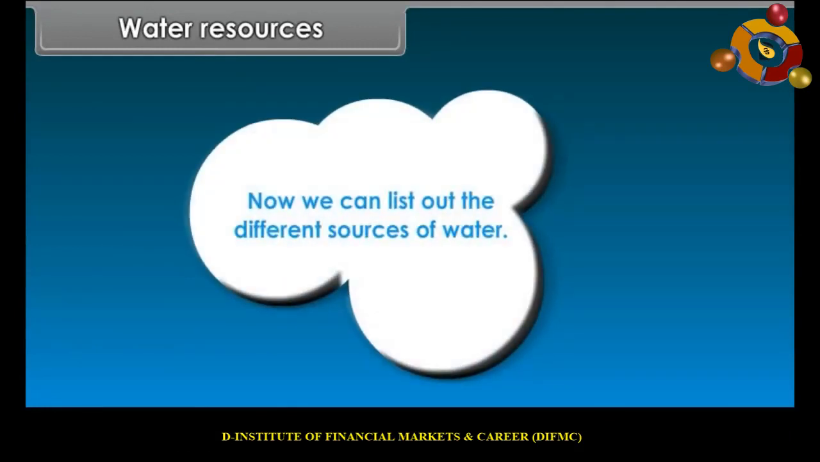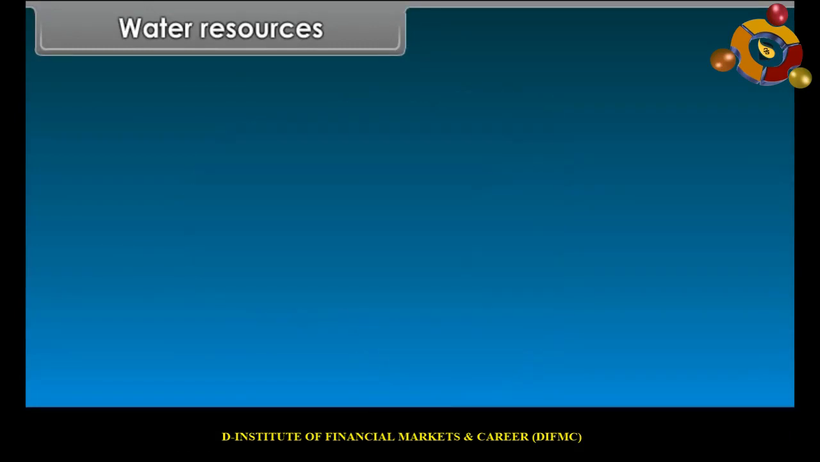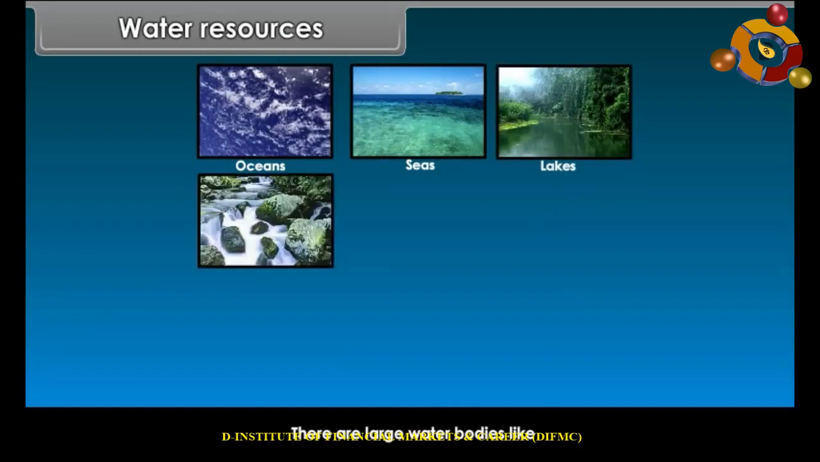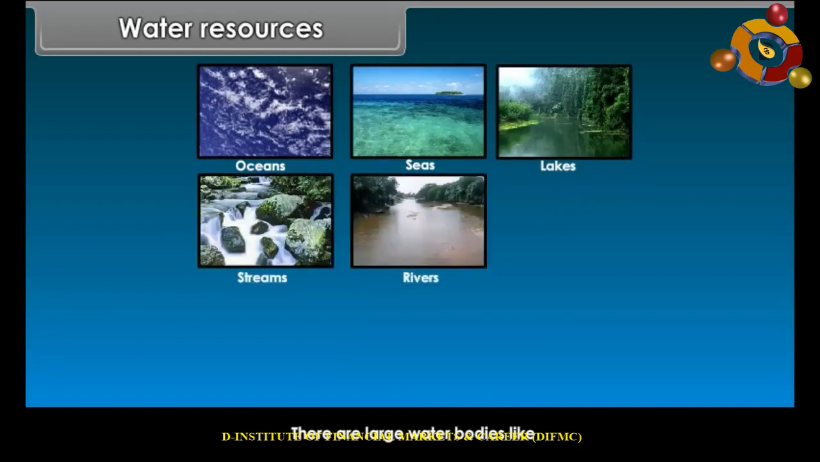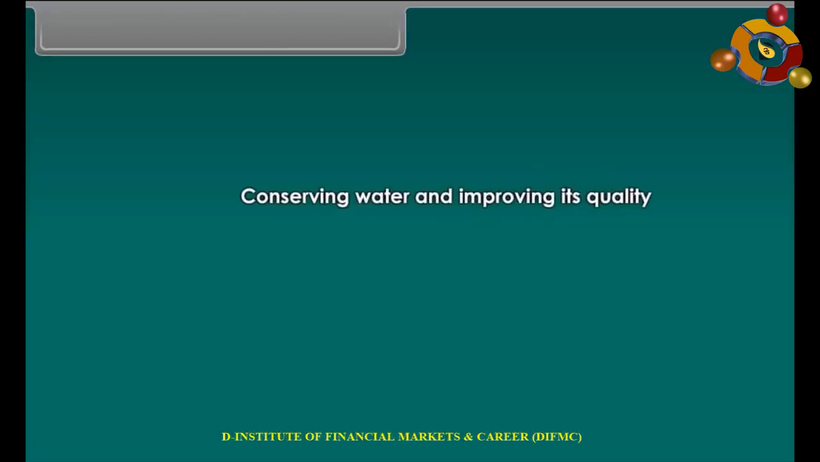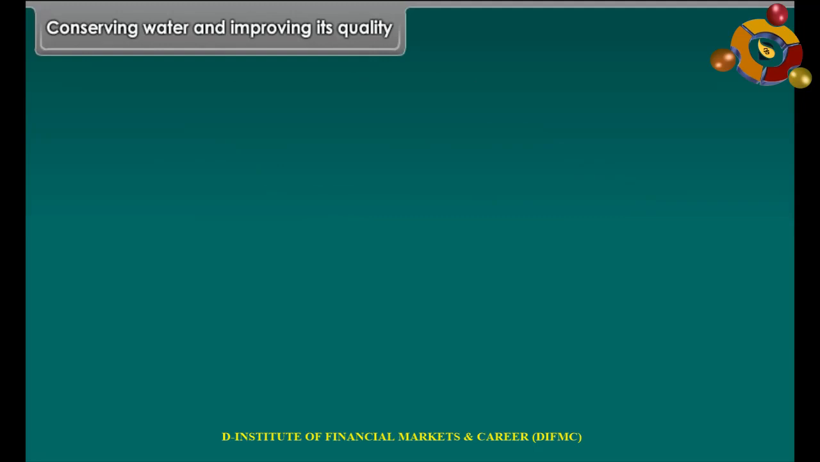Now we can list out the different sources of water. There are large water bodies like oceans, seas, lakes, streams, rivers, fresh water, groundwater, etc. These are the different sources of water on Earth. Conserving water and improving its quality.